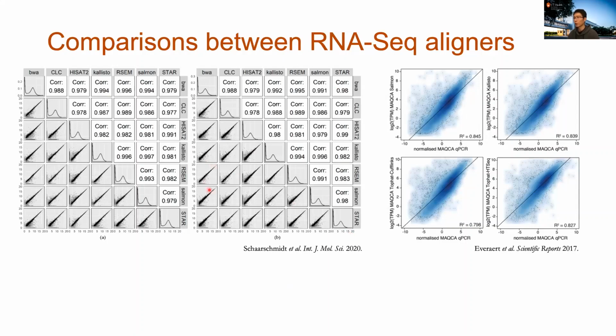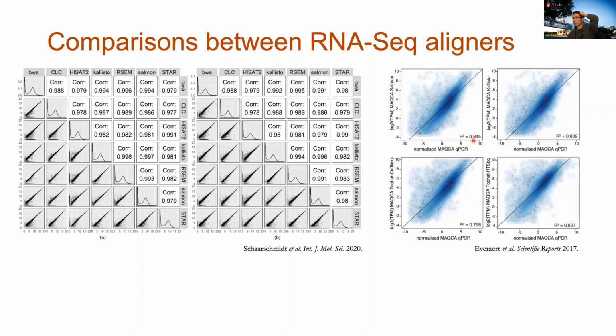I Googled several papers. They benchmark these tools in many different cell lines, many different species and different conditions. Most of the conclusions are that in the scatter plot of gene expression obtained by different alignment tools, the consistency was pretty high, mostly above 0.9, 0.98 or 0.99. This paper also compared different alignment tools: here's Salmon, here's TopHat, Cufflinks, against qPCR, which is the ground truth. You see the correlation is pretty high. It's R squared, so in a squared sense.